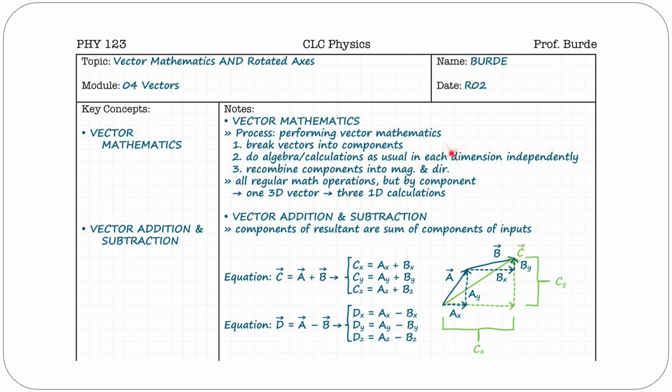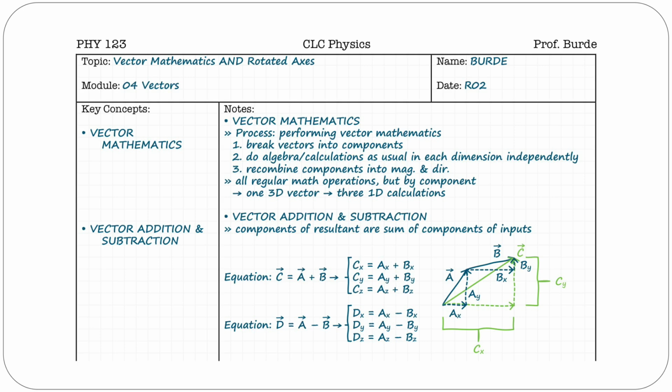Once we have dealt with each dimension independently, then we can recombine the components to find the magnitude and the direction of the resultant of whatever it is that we were trying to solve for. So basically all of the same operations that we've seen before. We've talked about position and displacement and velocity and acceleration. We talked about doing integrals and derivatives, all of that. Basically, if you had one three-dimensional vector, you break that up into three one-dimensional calculations, and all of the other math that we've talked about, we can apply to each component in each direction separately.